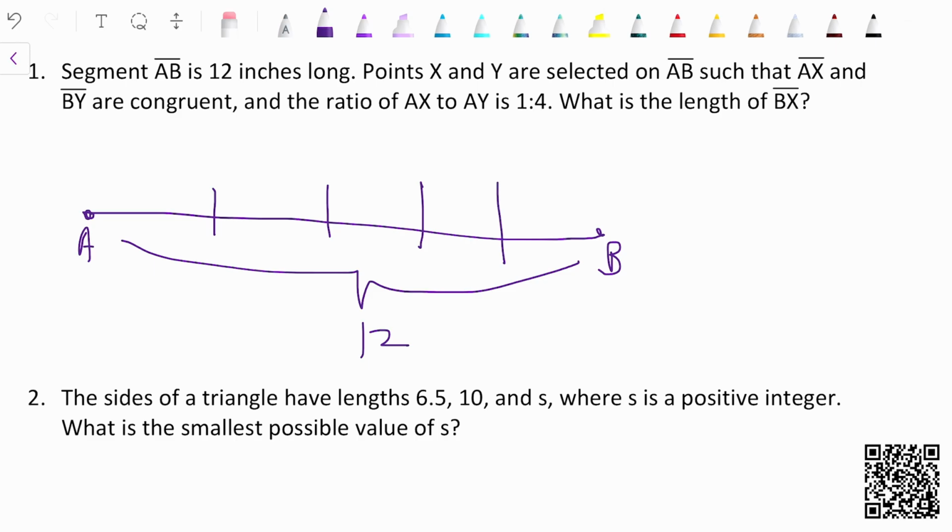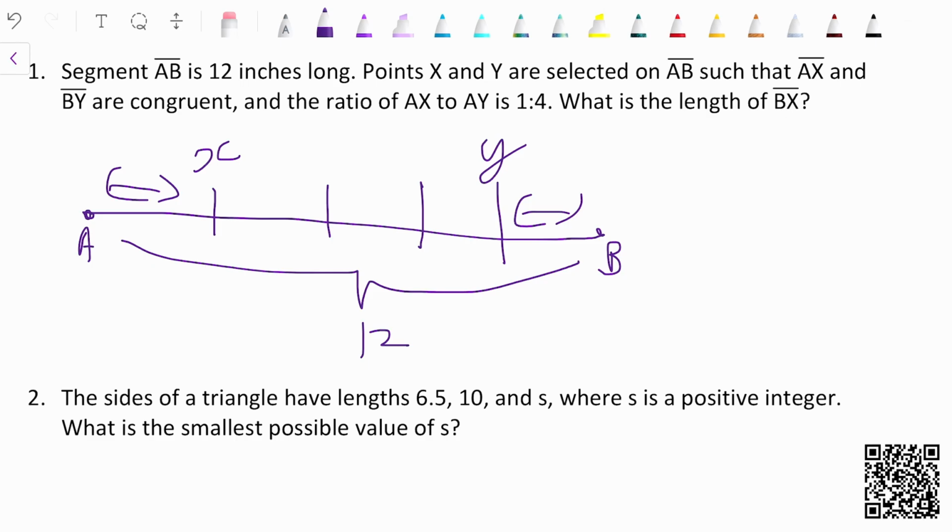And since the ratio of it is also 1 to 4, this means that A to X is probably pretty far away. So A is probably pretty far away from Y. So since AX and BY are congruent, we can find that X is here and Y is here. The distance is the same, so 1/5, and AX to AY is exactly 1 to 4 away via ratio. So now we can find out what the length of BX is.